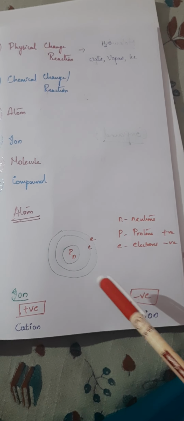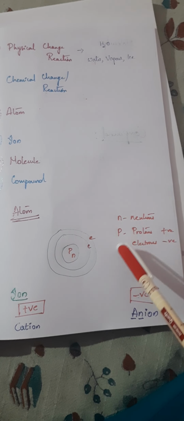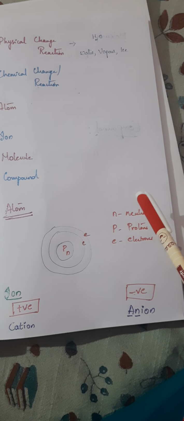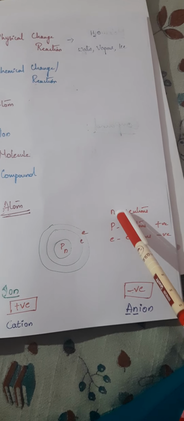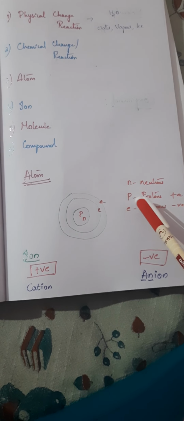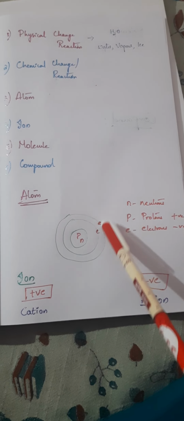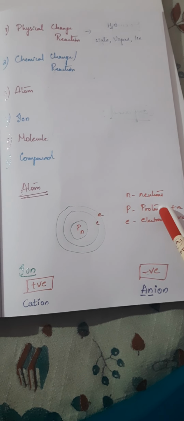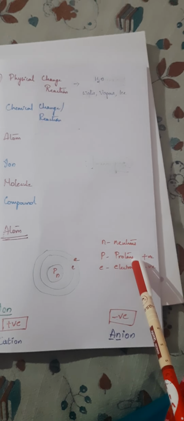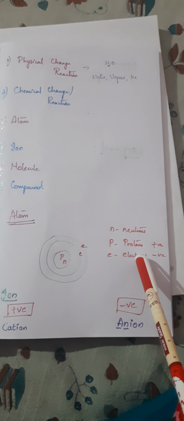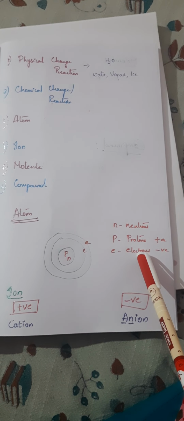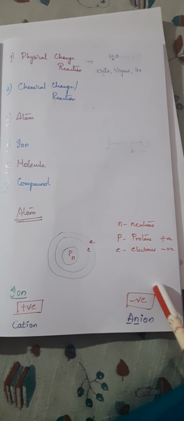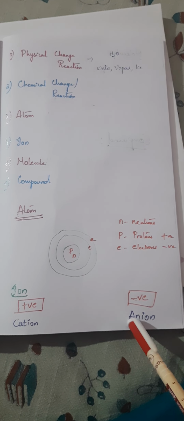An atom has three subatomic particles which are protons, neutrons and electrons. Protons are positively charged, electrons are negatively charged, and neutrons have no charge. Together, protons and neutrons are called nucleons. If an atom gains electrons, it gains negative charge, because usually in an atom protons and electrons are in the same number, so the atom doesn't show any charge. But if electrons are more, then the atom shows a negative charge, and we call it an ion. A negatively charged ion we call an anion.